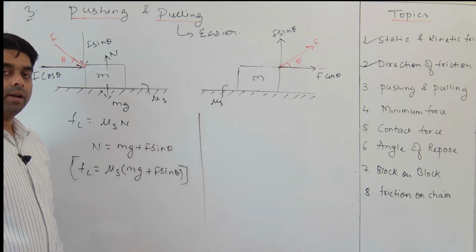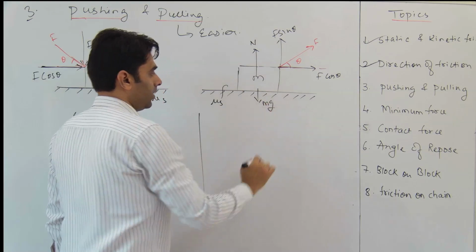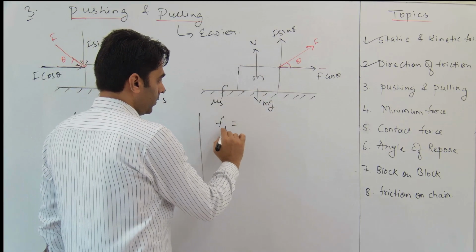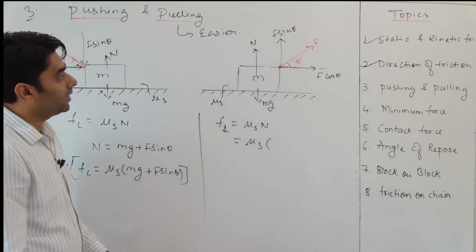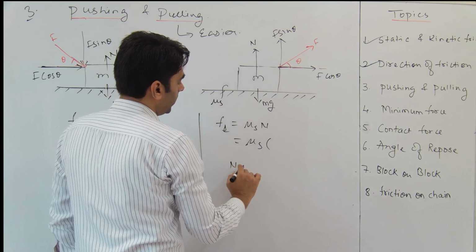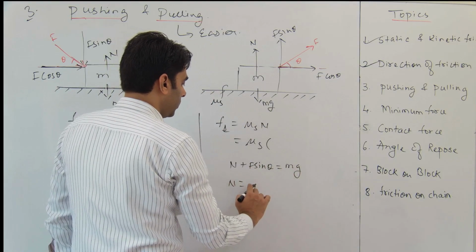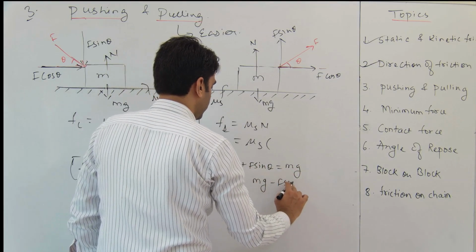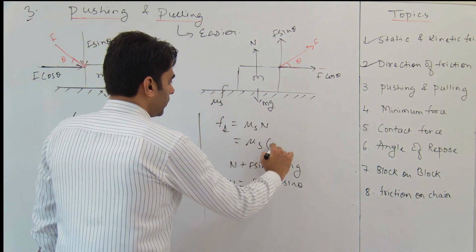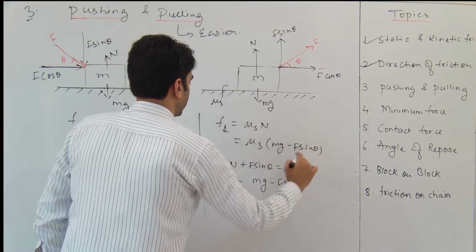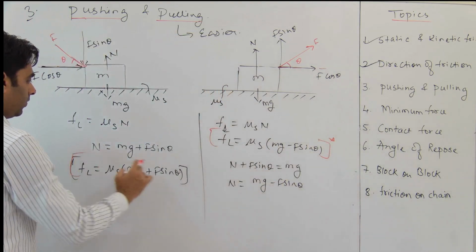Let us look at what is happening in our pulling case. Normal will be upward, mg will be downward. Limiting friction is mu s N. What is our normal value? If we again balance forces in the y direction, we can write N plus F sin theta is equal to mg. So our N value comes out as mg minus F sin theta. So limiting friction is mu s into mg minus F sin theta. This is our limiting friction in case of pulling, and the earlier one is in case of pushing.